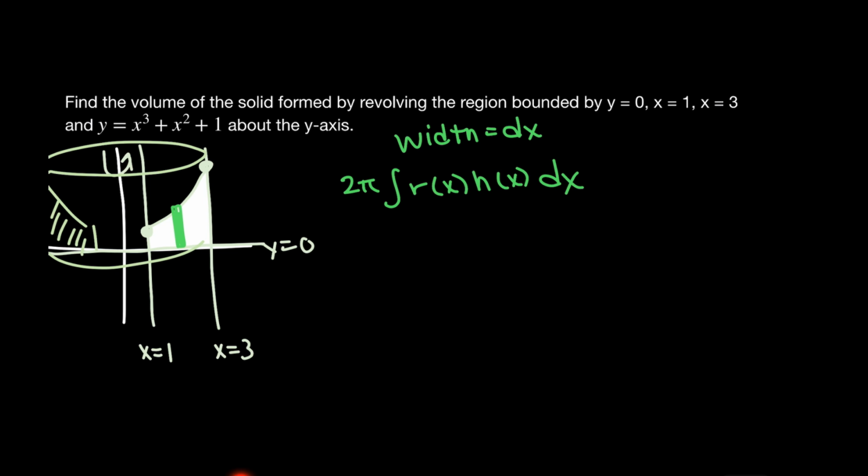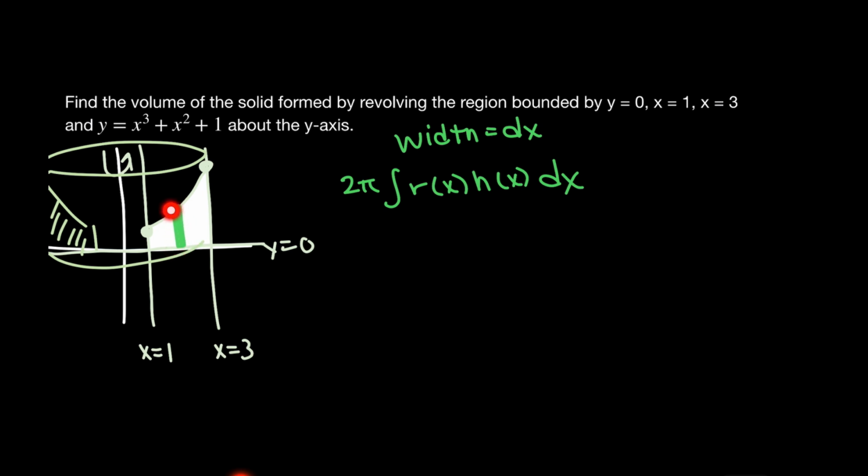The reason we want to use the shell method is because it would be really nice to work in terms of x. This polynomial, y equals x cubed plus x squared plus 1, I don't know how to solve that for x. It's solved for y. So I'd really like to work in terms of x. That means when I create my little rectangles, the width of each rectangle has to be a delta x or a dx. So the rectangles that I draw when I slice this object up have to be vertical so that they have a little width of dx.